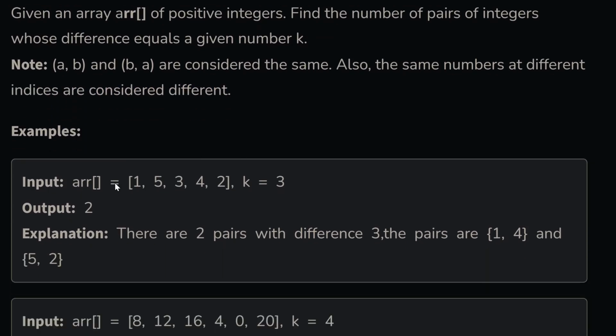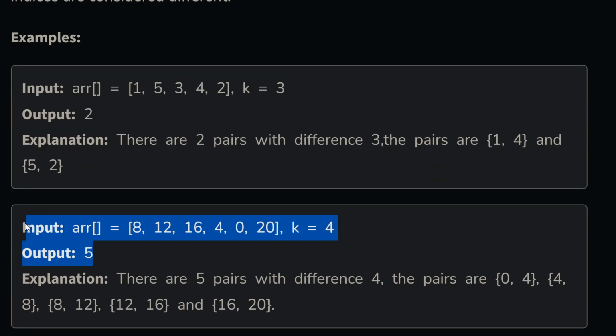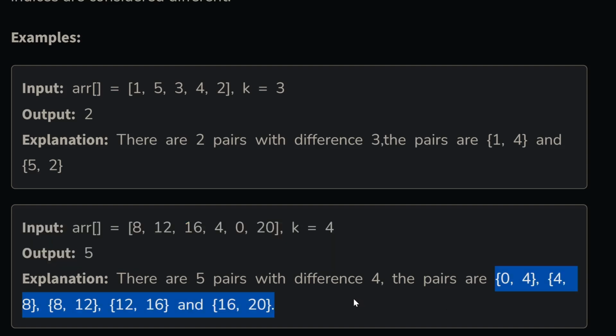So we have this test case. In this test case, we need to find the difference of A and B and how many such pairs exist in an array. First pair is 1 and 4, so it will make a pair. The difference between these numbers is 3. Next we have 5 and 2. So in this test case, the output is 2. In this test case, the output is 5, and the 5 pairs are given in the explanation.